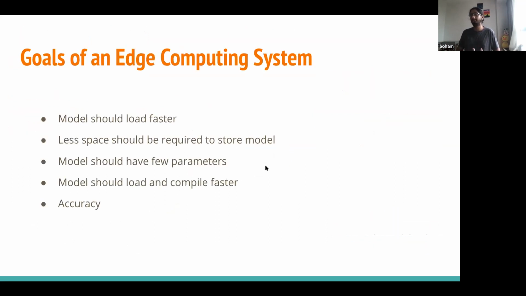Just to recap, our model should be faster. Our model should be smaller so that it can fit on our devices. One way to make our model smaller is to have models with fewer parameters. Also, one way to increase the inference speed of our system is to have models that can be loaded faster and compiled faster. And finally, we also want some way to preserve accuracy. But like I mentioned before, accuracy is important, but it's not that important for an edge computing system.